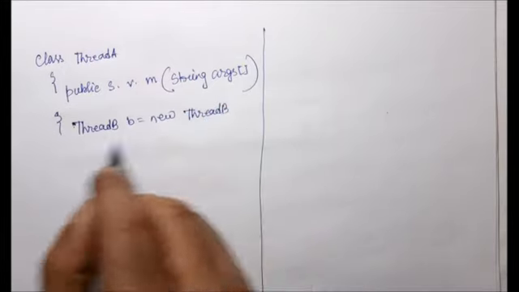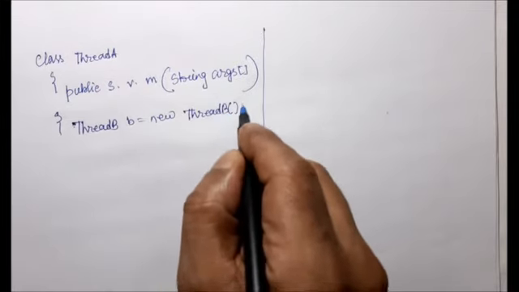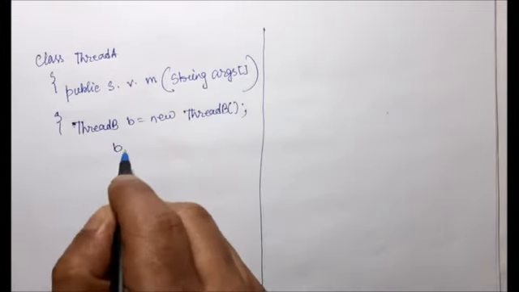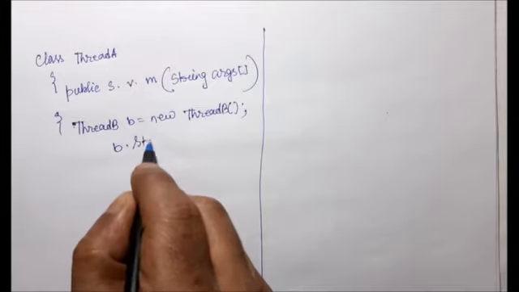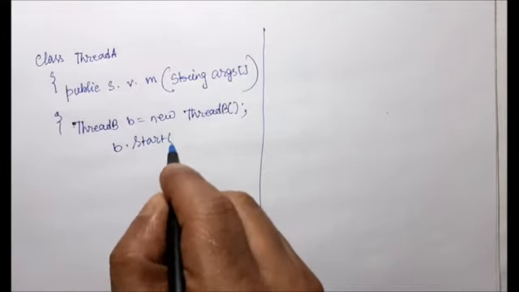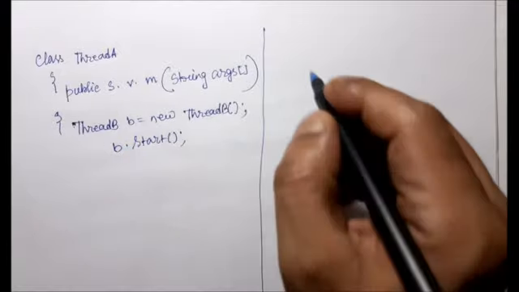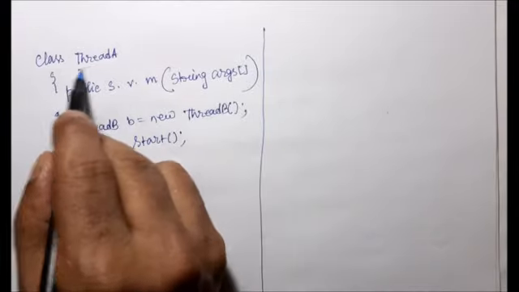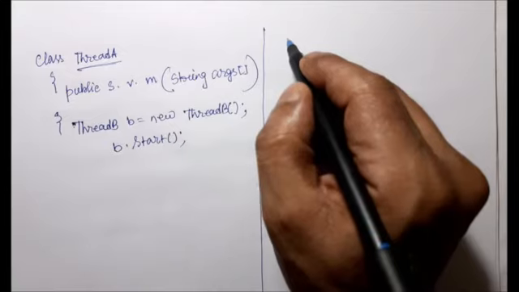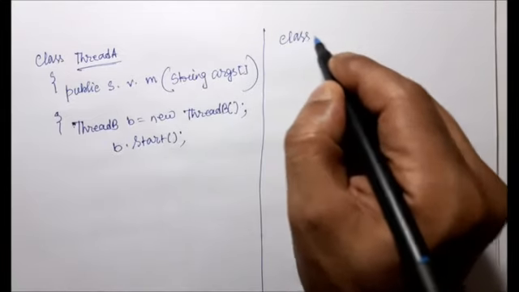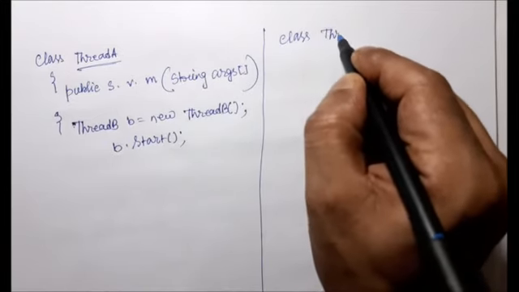So Thread b equal to new ThreadB. Then if I call the b.start method, let me write the other class also. What is the class name? ThreadB. So we have one class named ThreadA, and another class named ThreadB.